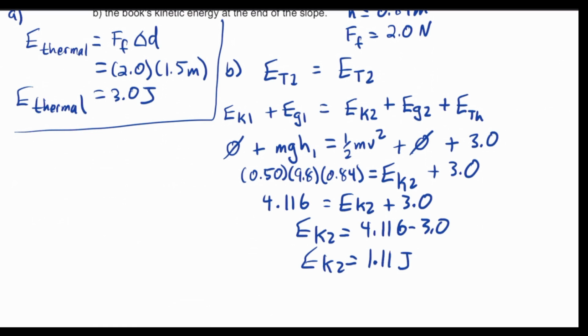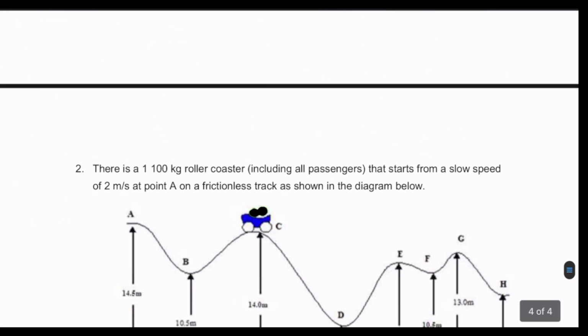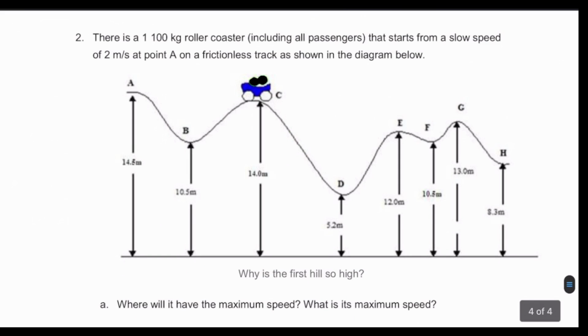And that's it. The question just asked us to find the kinetic energy. We could take it one step further and find the velocity, but we don't need to. All right, next up, let's take a look at question number 2.